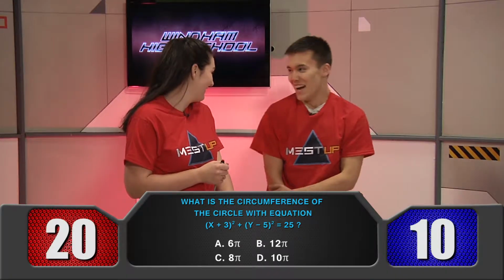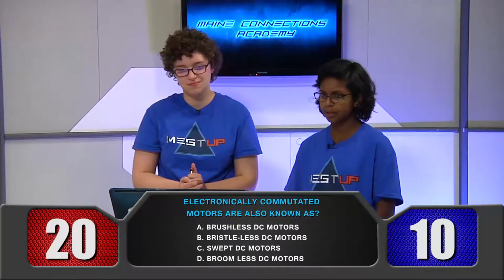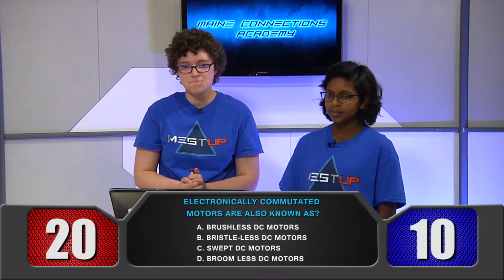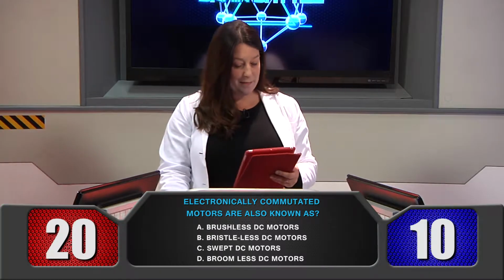Our last question in the brain battle. Electronically commutated motors are also known as which of the following? Blue team. Is it B, bristleless DC motors? It is not. Red team. Is it A, brushless DC motors? It is. That is correct.